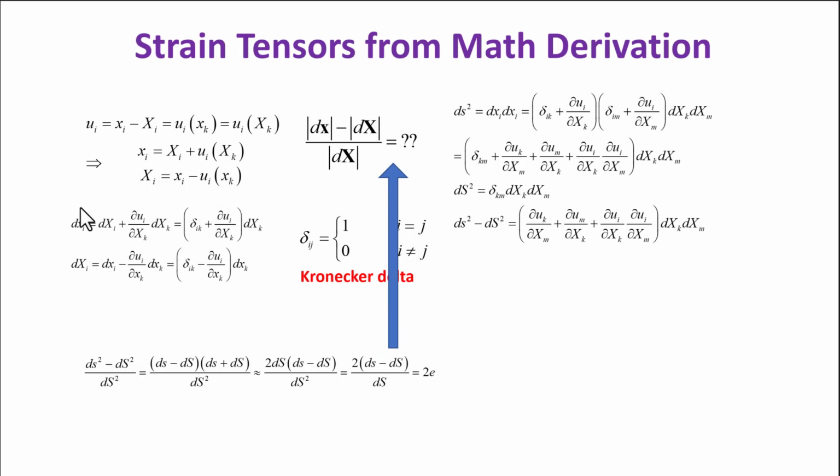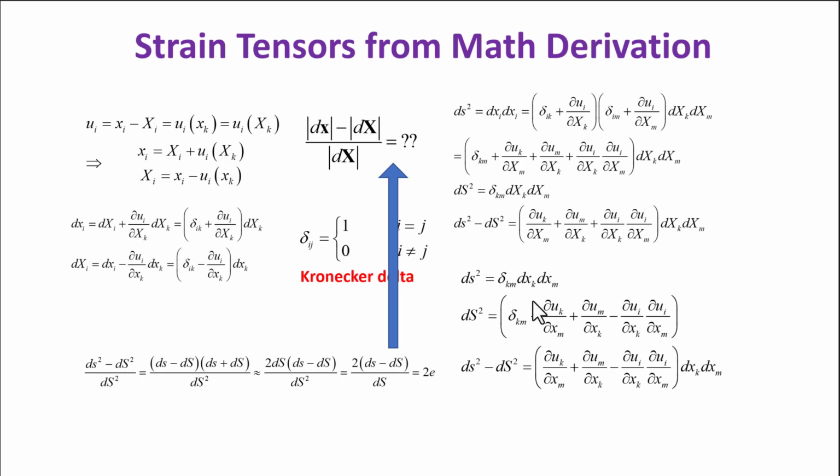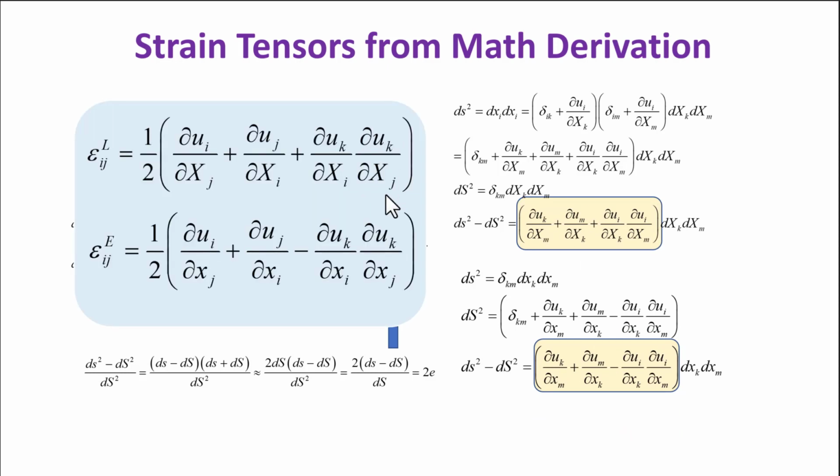We can do the same derivation here, expressing everything in terms of the deformed coordinates, and we arrive at a relationship like this. Now, these two expressions contain the information of strain. So they give rise to the definition of two strain tensors. One is called the Eulerian strain tensor, and one is called the Lagrangian strain tensor.